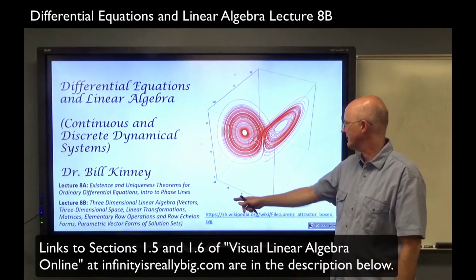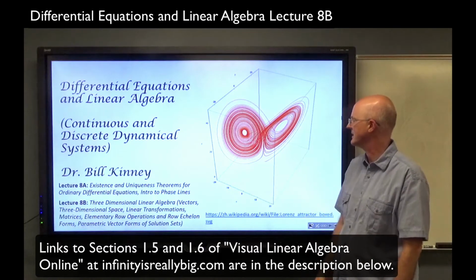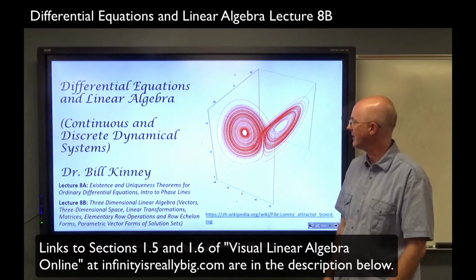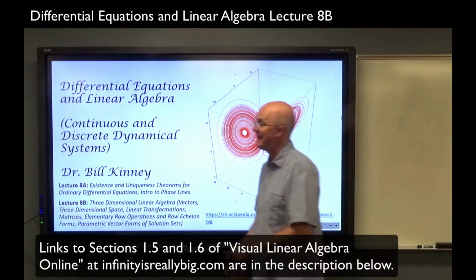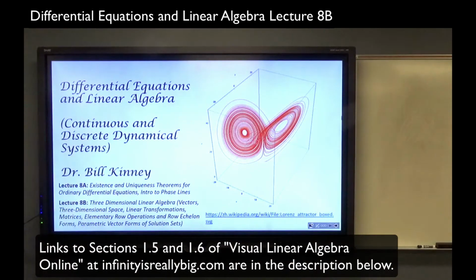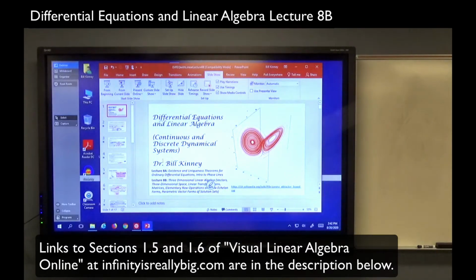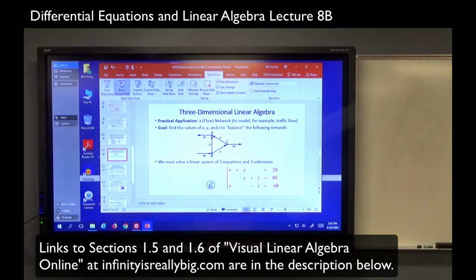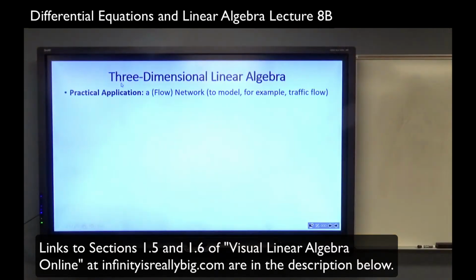So we're going to focus on 3 dimensions: vectors, 3-dimensional space, linear transformations, matrices, elementary row operations, row echelon forms, parametric vector forms of solution sets. That sounds like it would be too much to cover in such a short time, but if we think about these things in the context of an example, I think it will go pretty quickly here. And so here is our example.